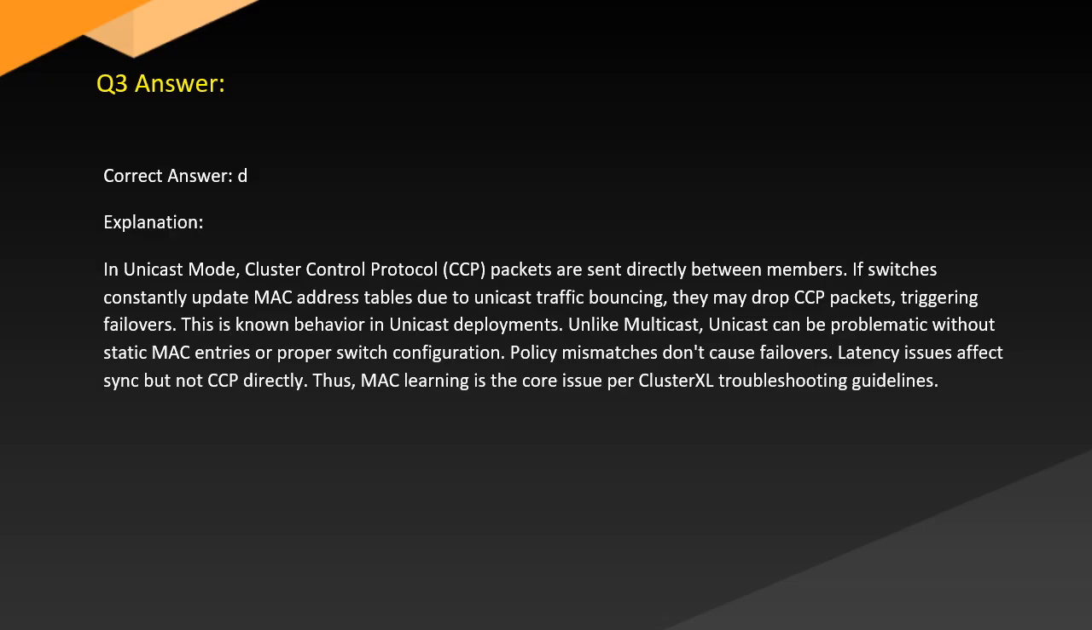Answer. Correct answer: D. Explanation. In unicast mode, Cluster Control Protocol (CCP) packets are sent directly between members. If switches constantly update MAC address tables due to unicast traffic bouncing, they may drop CCP packets, triggering failovers. This is known behavior in unicast deployments. Unlike multicast, unicast can be problematic without static MAC entries or proper switch configuration.